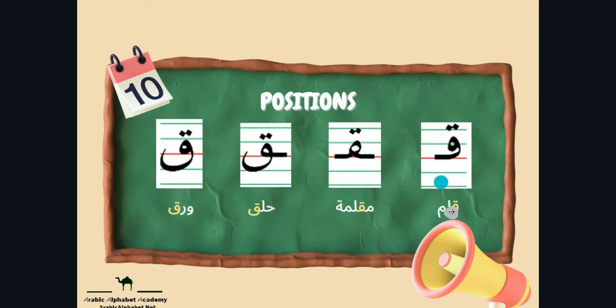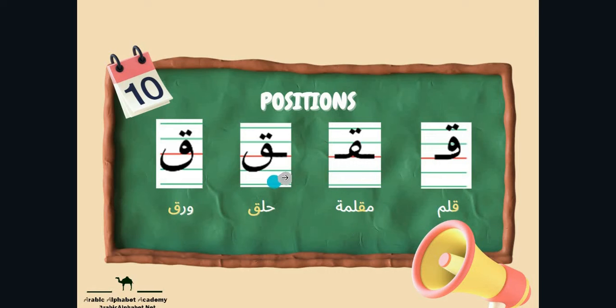We have here the example of qalamun, a pen. Here we have the second case when the letter Qaf is in the middle of the word, like in the word miqlamatun, a pencil case.